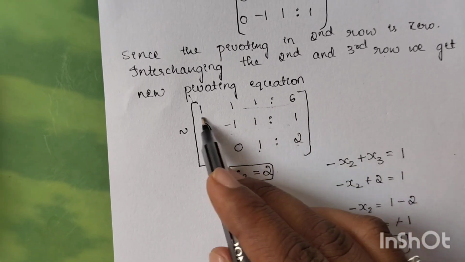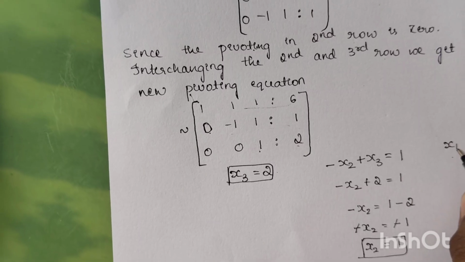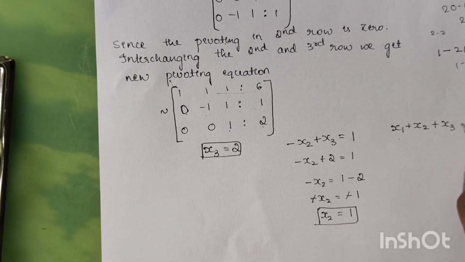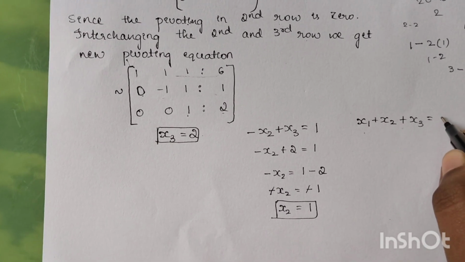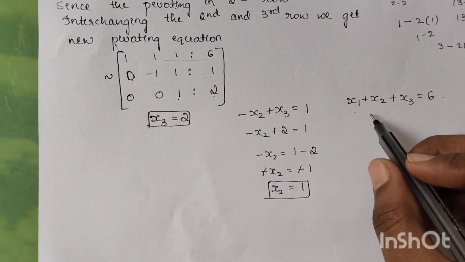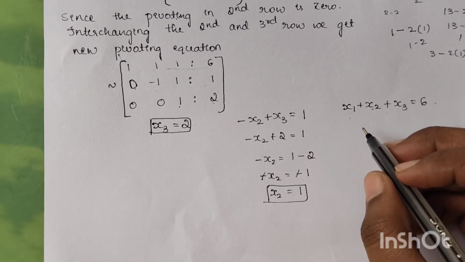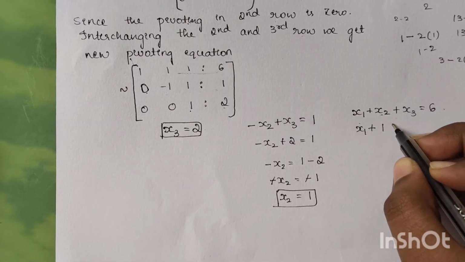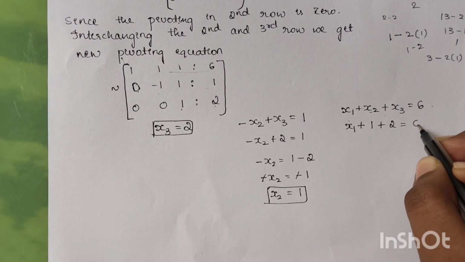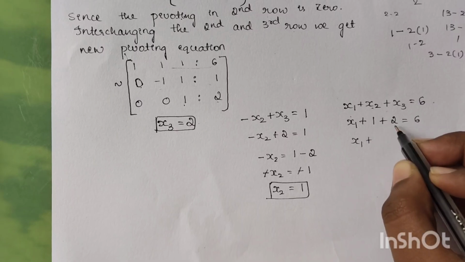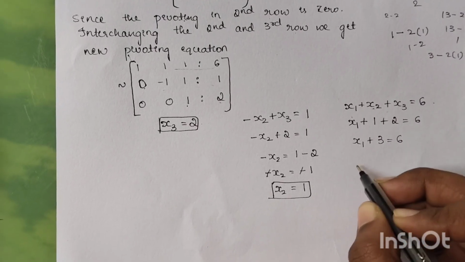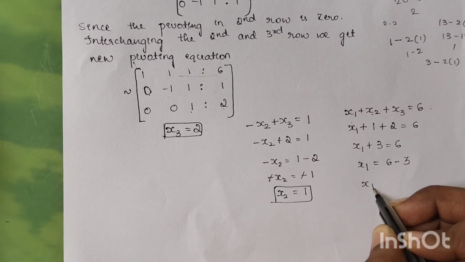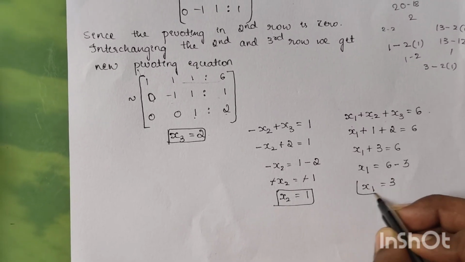And we solve for this row, x1 plus x2 plus x3 is equal to 6. We know that x2 is 1 and x3 is 2. So substituting, x1 plus 1 plus 2 is equal to 6. x1 plus 3 is equal to 6, so x1 is equal to 6 minus 3, which is 3.